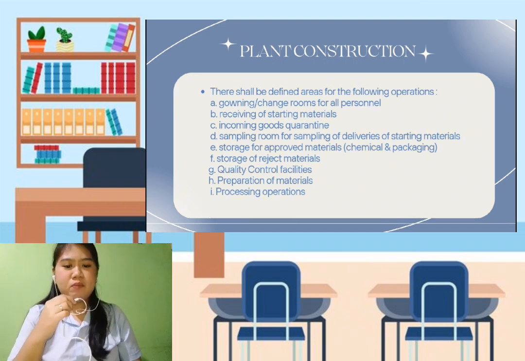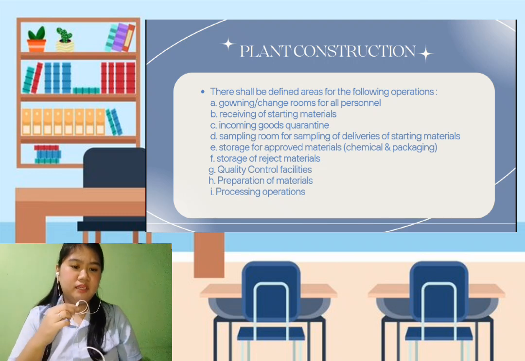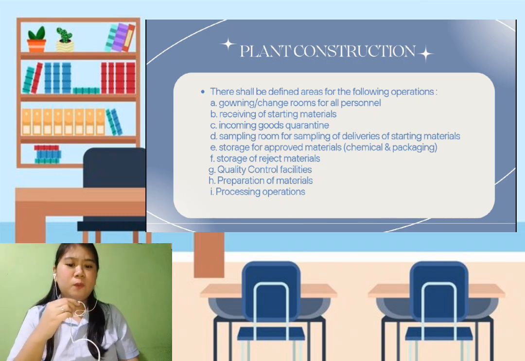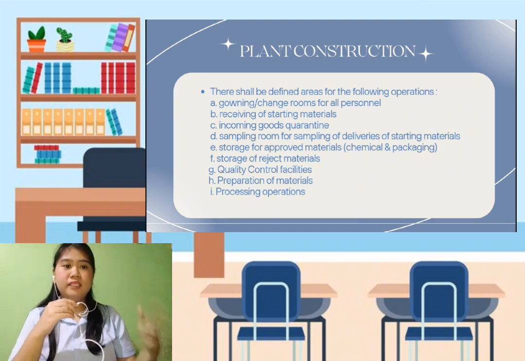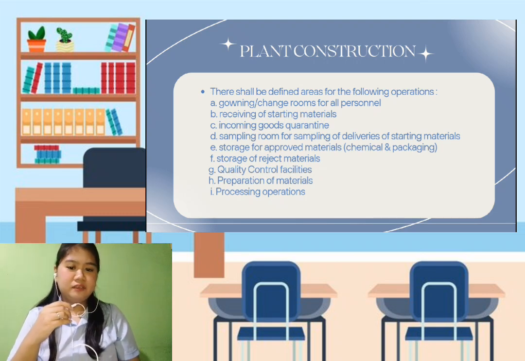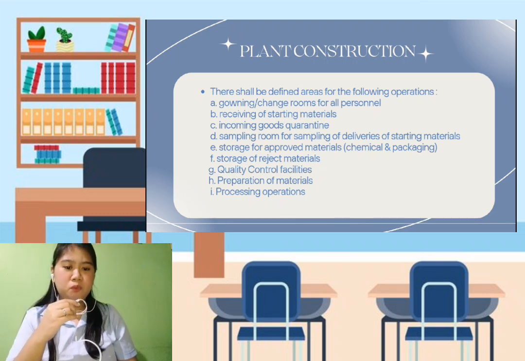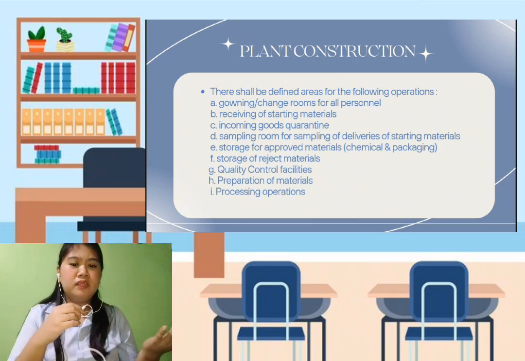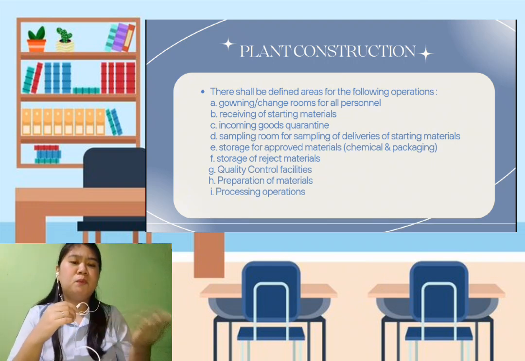Letter D is sampling room for sampling of deliveries of starting materials. So, meron ding sampling room kung saan doon yung mga sampling deliveries ng mga starting materials, doon dinadala. Letter E is storage for approved materials. So, kung merong sampling room, meron ding storage room ng mga approved materials.